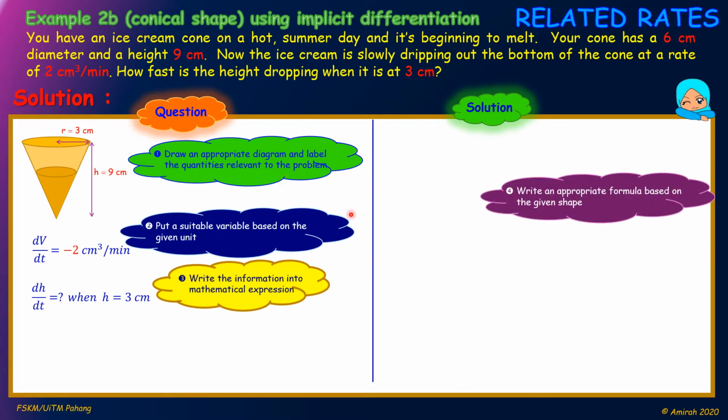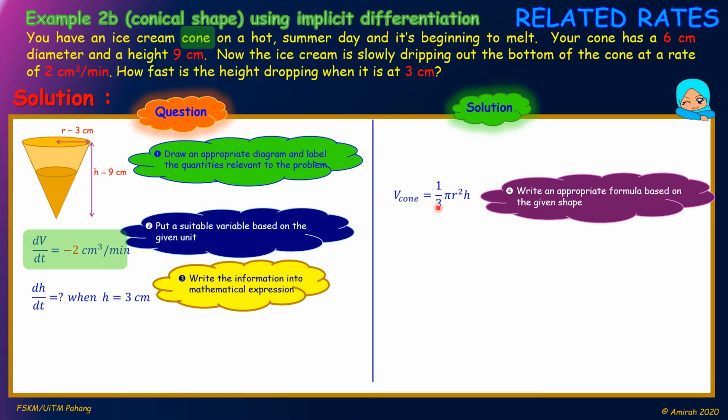Okay, we continue with step 4. From step 3 here, we continue with step 4. Write an appropriate formula based on the given shape. The word used here is cone. And we have information about volume. So, an appropriate formula here is volume of cone, which is equals to 1 over 3 pi r squared h.